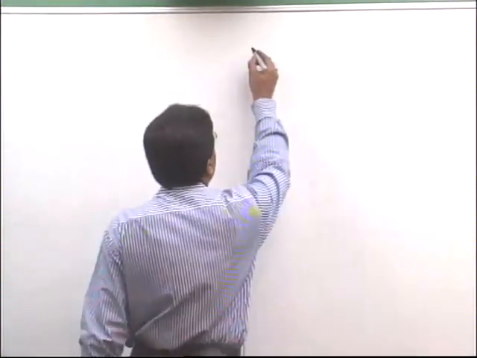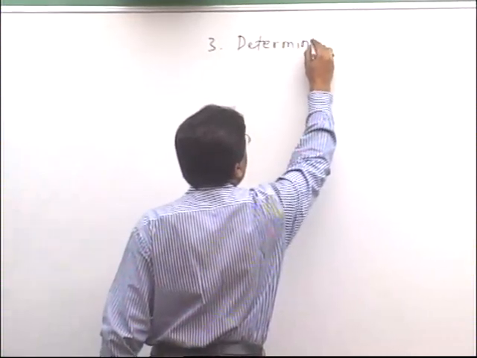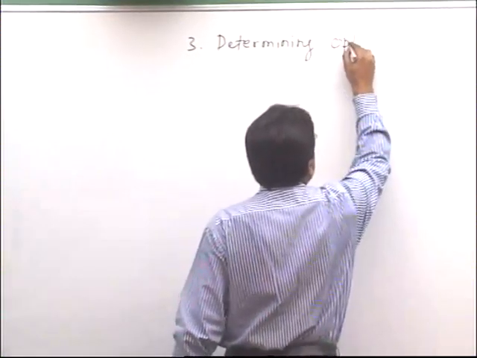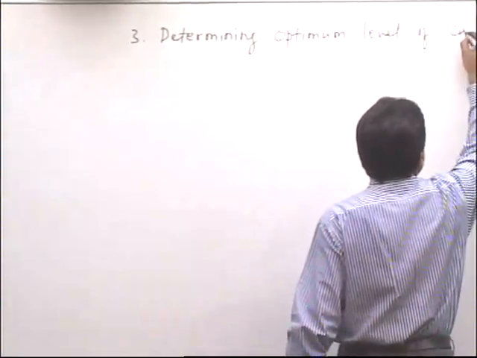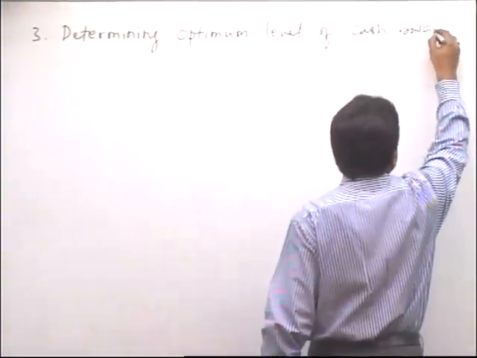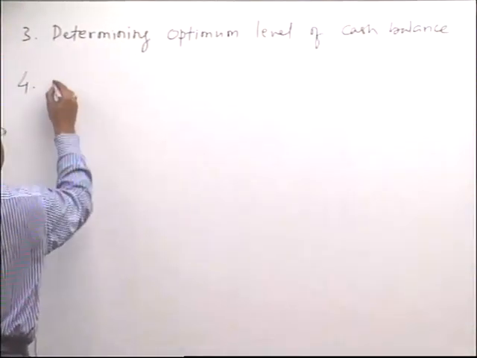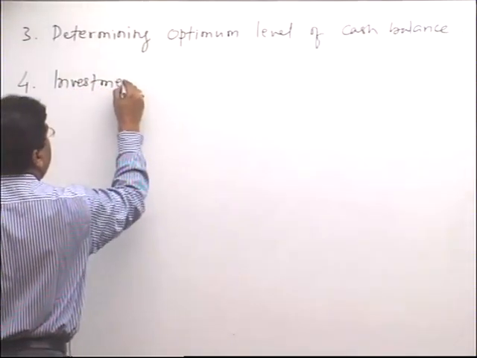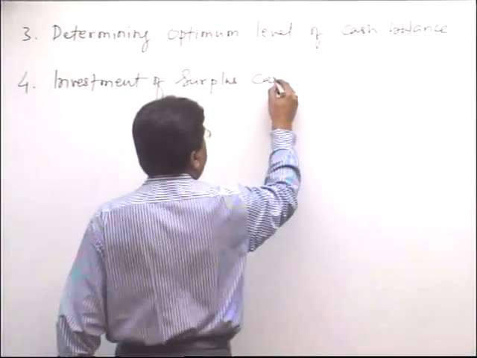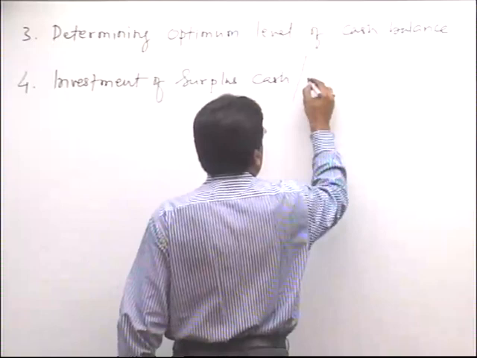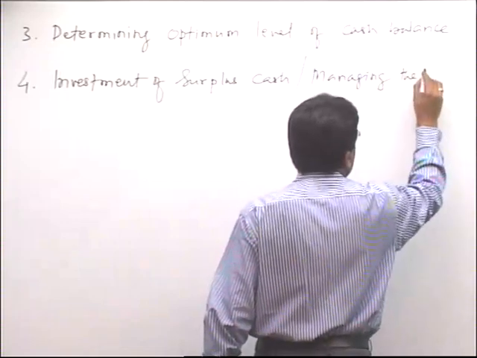The third strategy of cash management is determining optimum level of cash balance, and fourth strategy of cash management is investment of surplus cash or managing the deficit of cash.